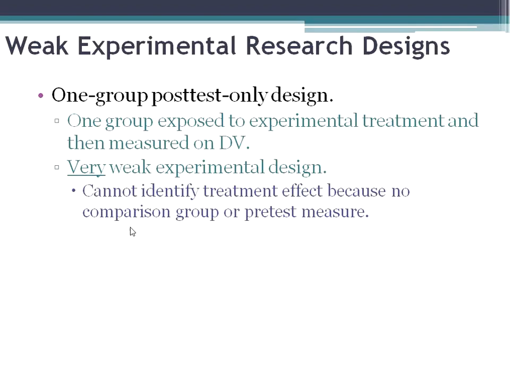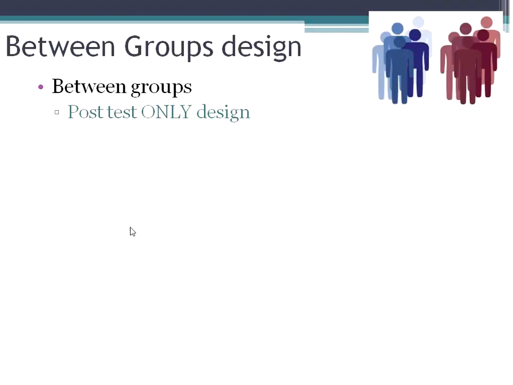We basically can't learn anything from this design because we have no comparison group, right? We didn't pre-test them, so we can't compare to their performance before, and we don't have a group that didn't get the reading intervention that we can compare them to. So this is almost not even a research design. It's a super weak design. There's a couple other ways we can make this stronger.